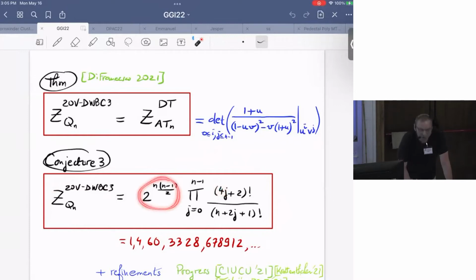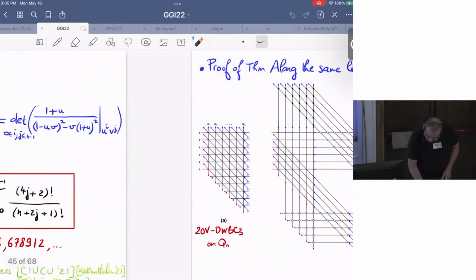There is also this term in front, which is a bit mysterious, but okay, it's necessary for the whole thing to be an integer, so it has some natural reason to be there. Okay, so that's another conjecture, but this is proved. So let me show you very quickly the proof.